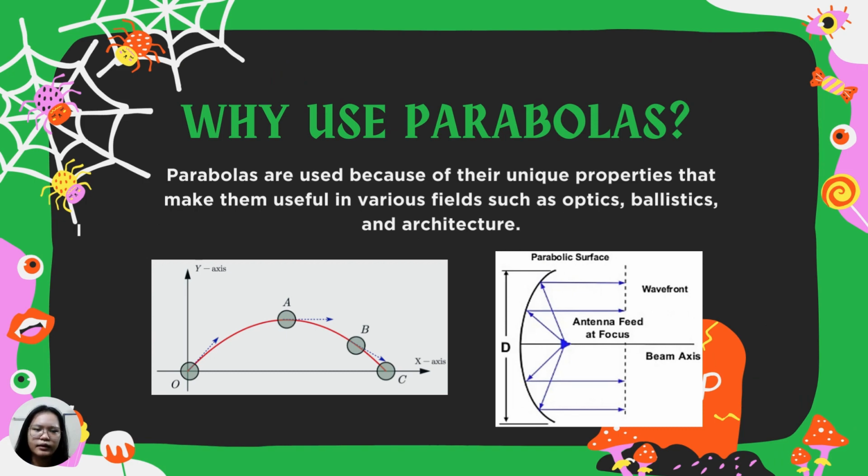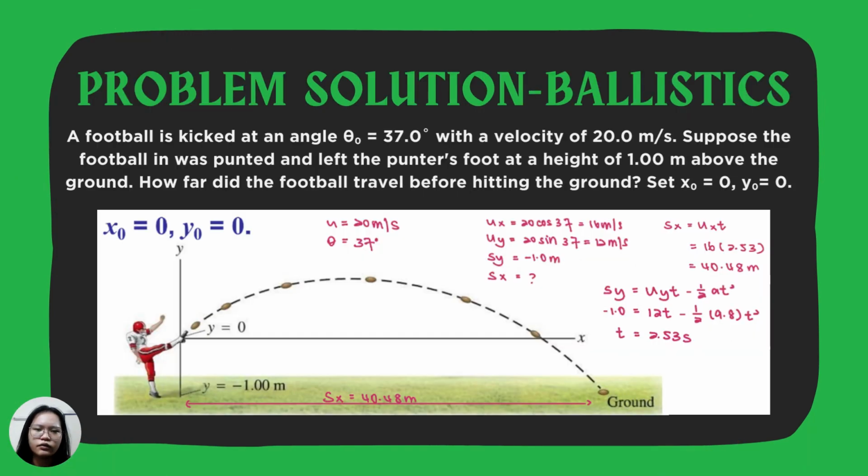So why do we use parabolas? Parabolas are used because of their unique properties. They make them useful in various fields such as optics, ballistics, and architecture. For example, in ballistics, the trajectory of a projectile can be modeled using a parabolic equation. This is because the force of gravity acts on the projectile in a way that can be described by a quadratic equation. So in this case, by drawing the parabola, I can find the distance and how long the ball travels in the air. And I can find the speed, the velocity, by using the angle.